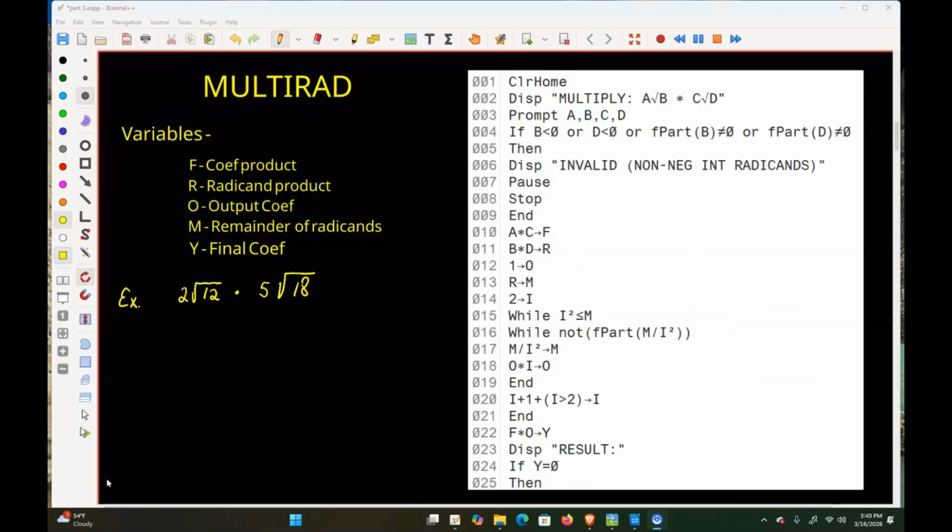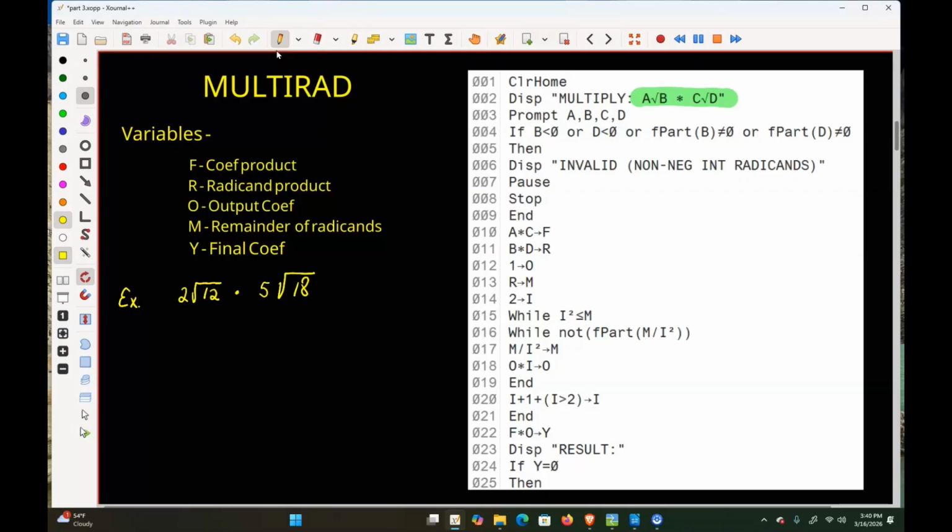Multiplying radicals will be the easiest of the 3 programs we're covering today. We're going to be following the format A square root of B times C square root of D. Okay, we're going to be inputting A, B, C, and D.